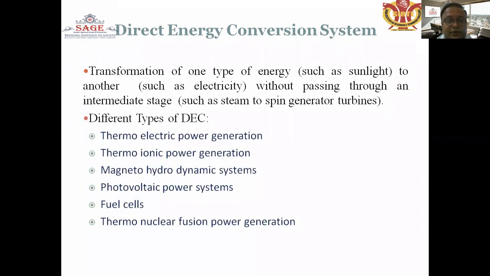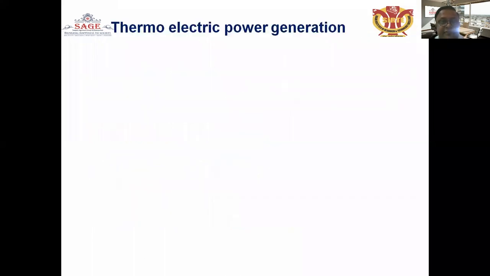There are different types of direct energy conversion systems. First is thermoelectric power generation. Second is thermionic power generation. Third is the magnetohydrodynamic system. Fourth is the photovoltaic power system. Fifth is fuel cells. Sixth is thermonuclear fusion power generation.